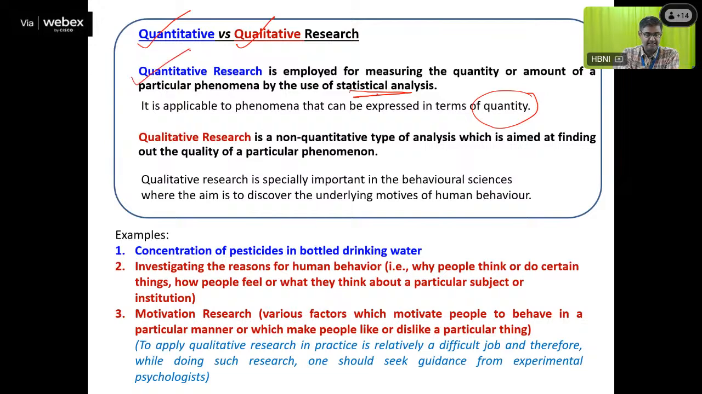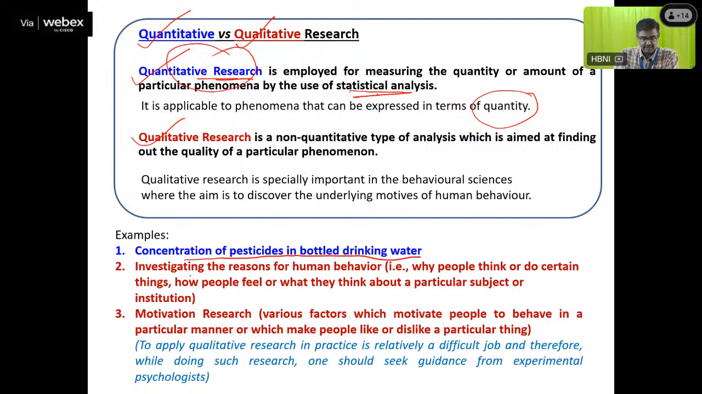So qualitative and quantitative research are just defined based on the terms quantity and quality. You can understand once you take examples. Quantitative is something like determining the concentration of pesticides in bottled drinking water. For drinking water, you have to have a quantitative analysis done using experimental data and statistical methods. So somebody who does that type of research is doing quantitative research.